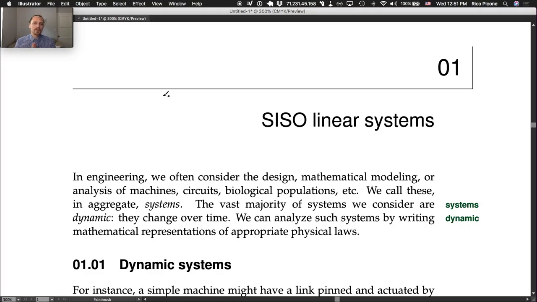So, Lecture 1, SISO Linear Systems. In engineering, we often consider the design, mathematical modeling, or analysis of machines, circuits, biological populations, etc. We call these in aggregate systems. The vast majority of systems we consider are dynamic. They change over time. We can analyze such systems by writing mathematical representations of appropriate physical laws. That's what we're going to do here.